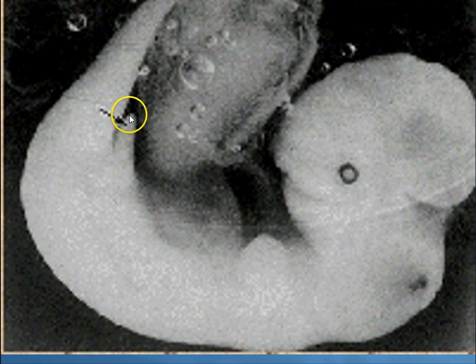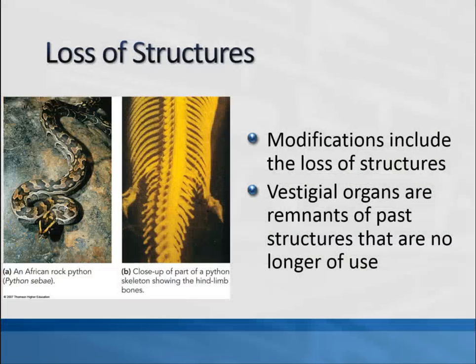So over time, through the development, of course, it's going to look more dolphin-like. These are going to turn into the front flippers, right? These are going to be reabsorbed. This is going to flatten out, okay? But right now, that would be hard to tell, right? So what we're really talking about is the loss of structures, right? And modifications to animals over time often include the loss of structures. And vestigial organs are remnants of these past structures that are no longer in use by the animal.